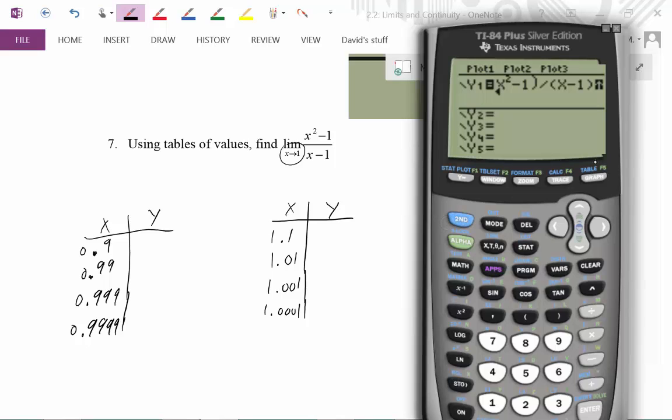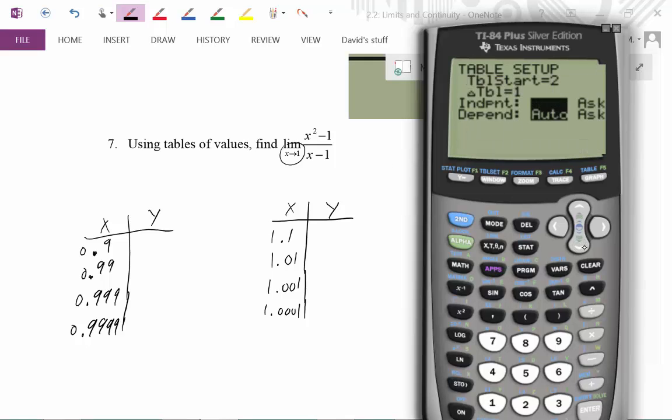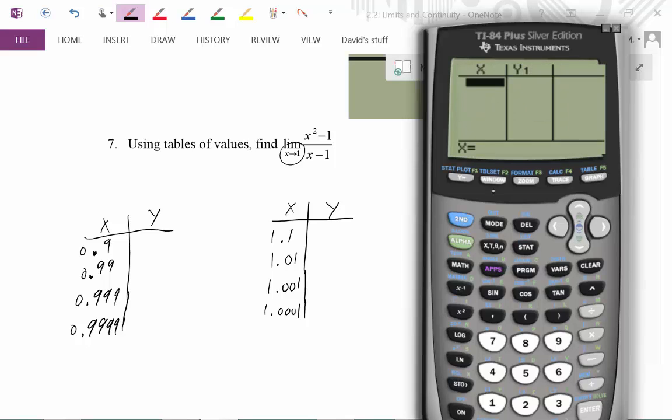So I'm going to press second, go up here to table graph. There we go. Now this calculator, again, if your calculator is already this way from the last class, then good for you. You don't have to change anything. I'm going to have to go back into table set and change my independent variable from auto to ask. There we go. So now when I go in here, I've got values.